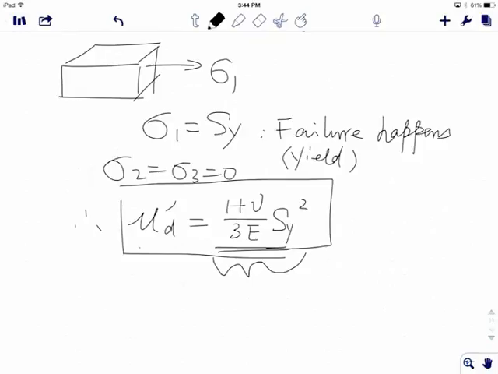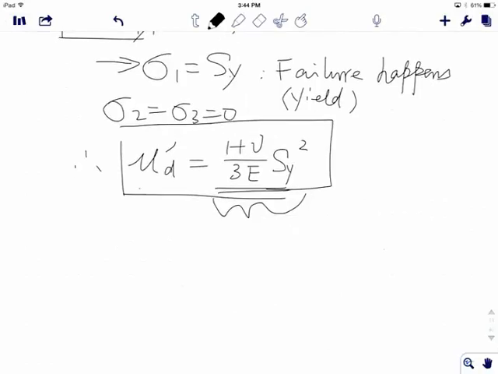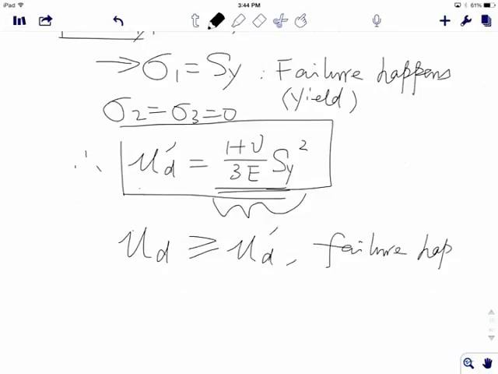Because when you have one-dimensional loading, the minimum stress you need to cause failure is Sy. When you have a stress equal to Sy, we know yield starts to happen. That's my failure point. And at that stress, this is the amount of distortion energy stored in the material. So in other words, whenever your distortional energy is equal to or bigger than this UD prime here, then failure happens.